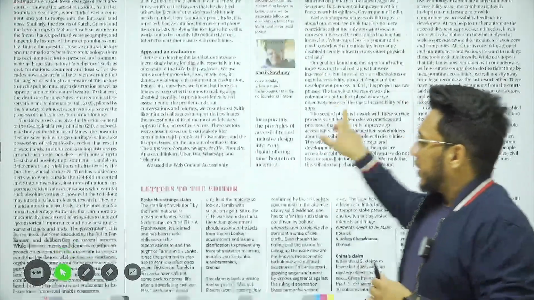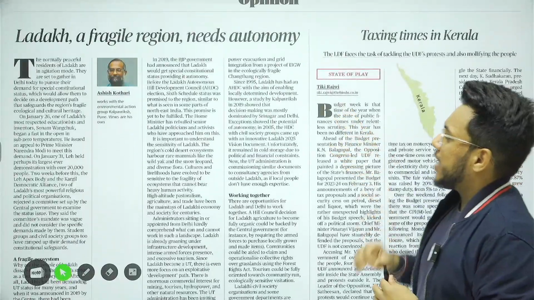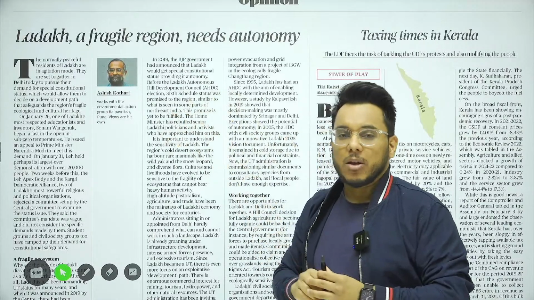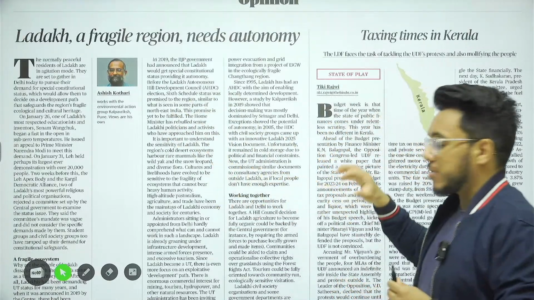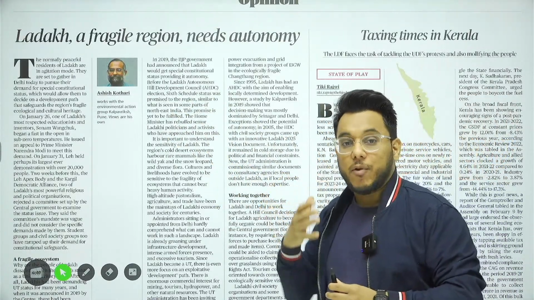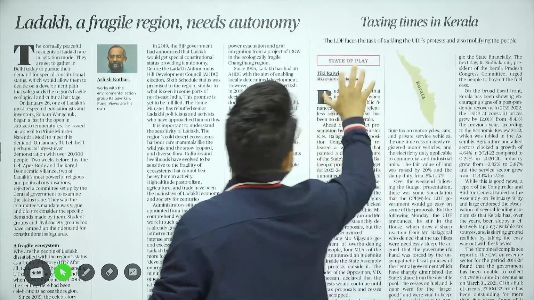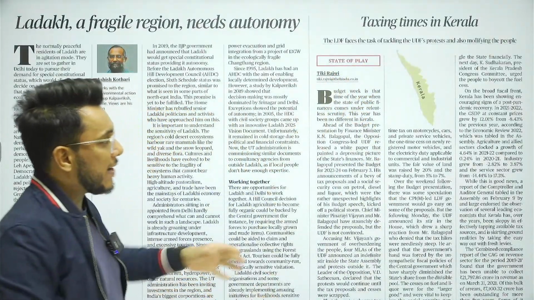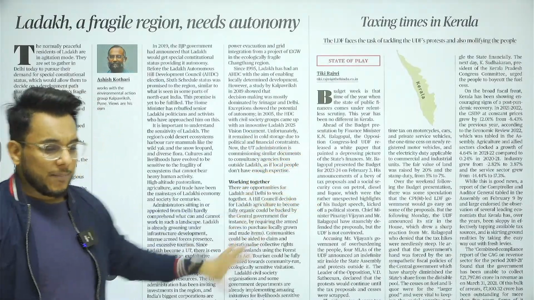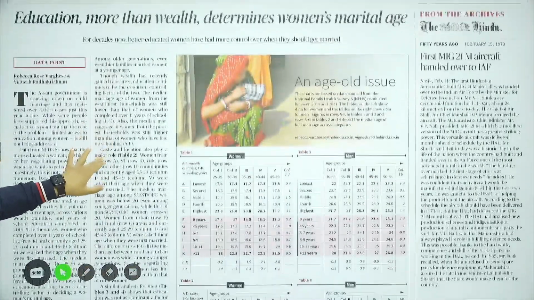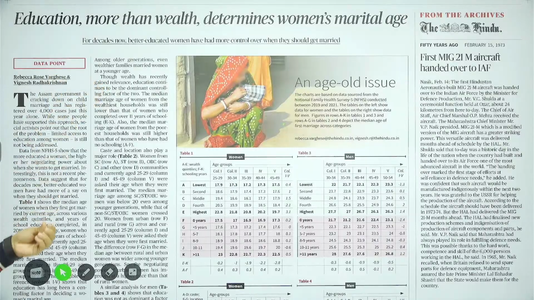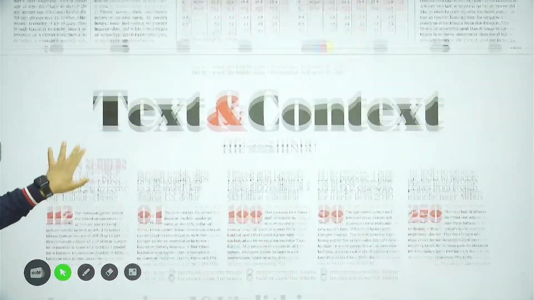Okay. Then further moving on, Ladakh, a fragile region, needs autonomy. We'll see this particular article also with respect to the examination, because now Ladakh is protesting for its inclusion in the 6th Schedule. Fine. Then side article, taxing times in Kerala, LDF faces the task of tackling the UDF protest. So a regional, political article from Kerala. Then moving on, education more than wealth determines women's marital age. So we'll see this article briefly also with respect to the exam.